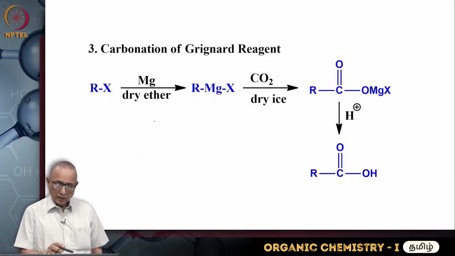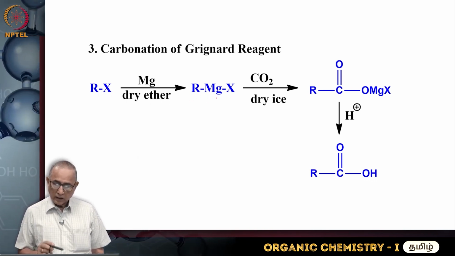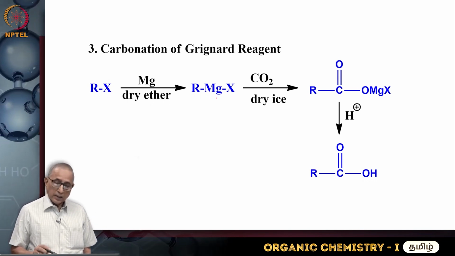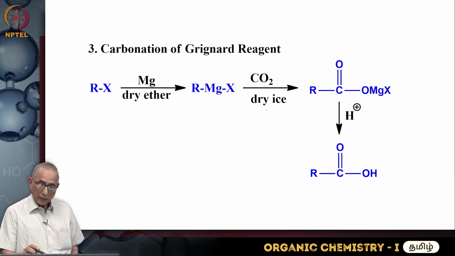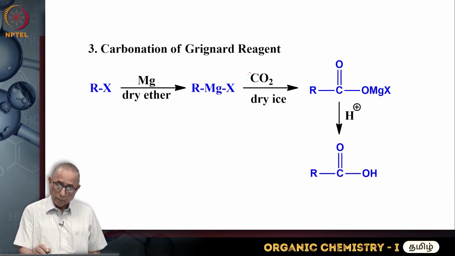When it reacts with magnesium in that ether, you get RMgX. This is called the Grignard reagent. The Grignard reagent is reacted with carbon dioxide, which is in the form of dry ice. This carbon dioxide, I will put it in bracket.